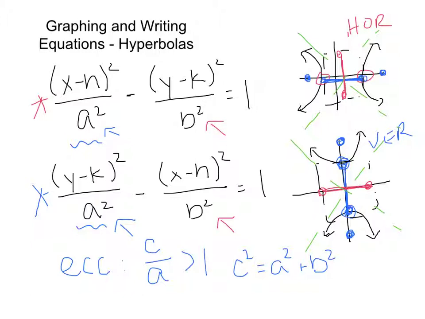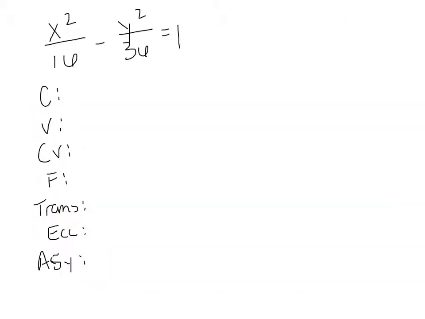Let's actually see an application of it so we can see where each little part plays in the graphing of a hyperbola. So this hyperbola, x squared over 16 minus y squared over 36 equals 1. I know it's a hyperbola because of that minus. And I know it's a horizontal hyperbola because x is the positive term. This tells me where all my major stuff is going to happen.